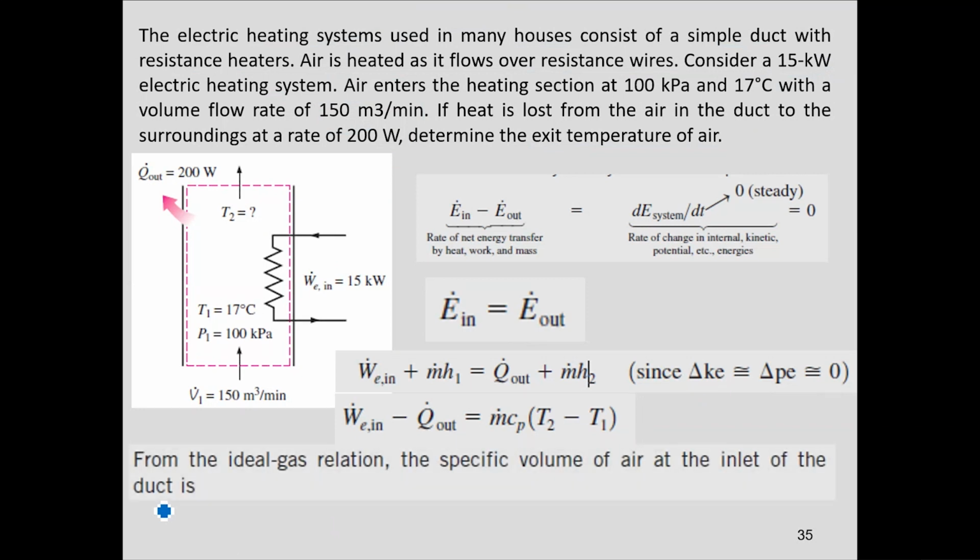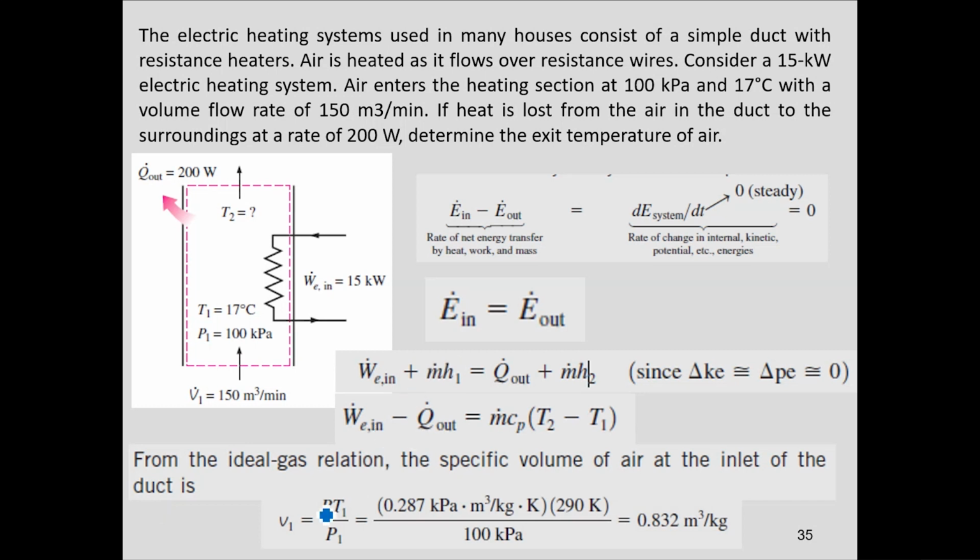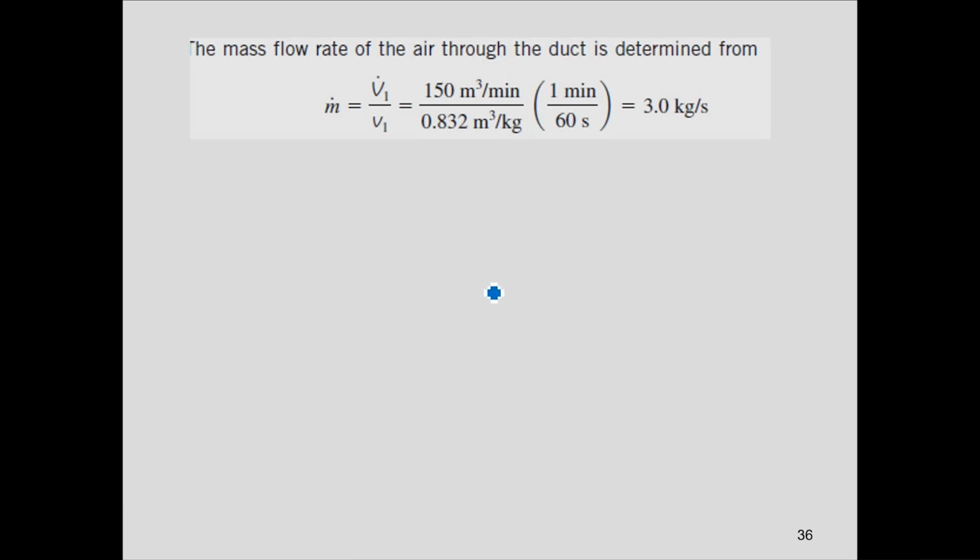Now, the ideal gas relationship, the specific volume of it. If you apply this equation, V1 equals RT1 over P1. T1 is given to you. R is 0.287 for air, again in kilopascal. So you'll have pressure in kilopascal. Temperature again you'll have in Kelvin. This would give you the specific volume. Now, if you have the specific volume, you'll just divide the volume flow rate. This is the volume flow rate given to you in the statement. You divide with the specific volume. This would give you the mass flow rate.